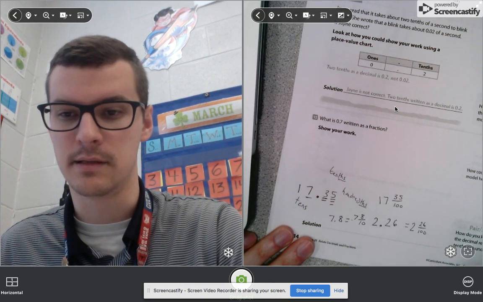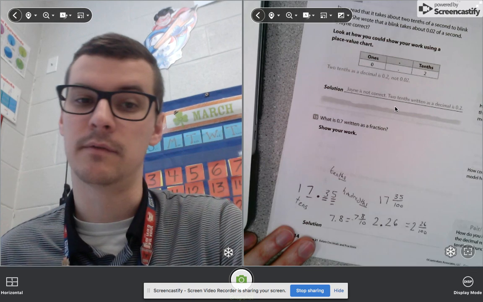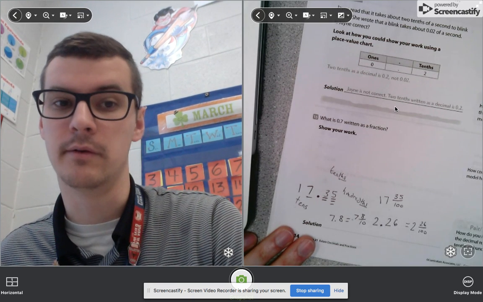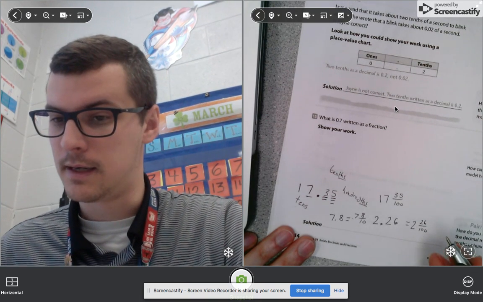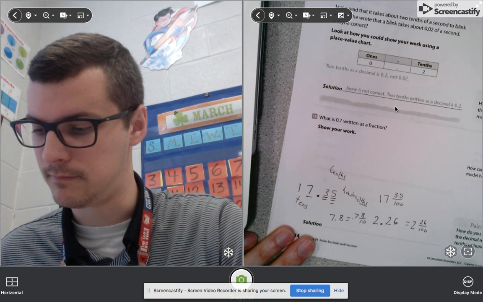It's a lot easier to go from decimal to fraction than it is from fraction to decimal, because if you're doing fraction to decimal, you have to have a denominator of 10, 100, 1,000, 10,000, 100,000, and so on. And if you can't do that, then you have to be able to get it there.